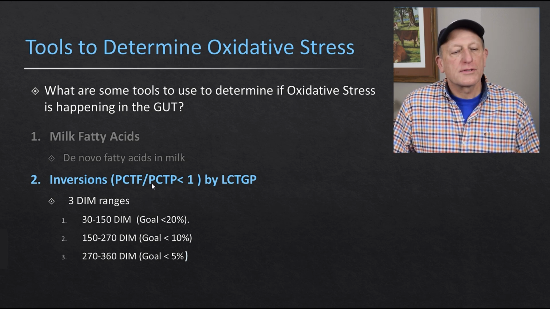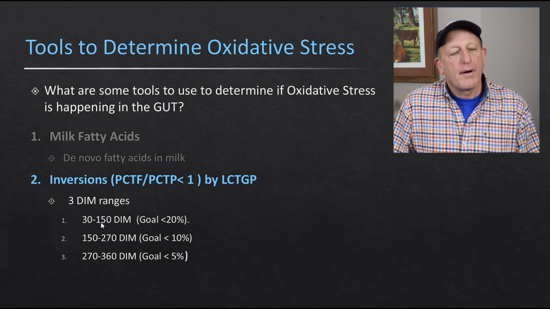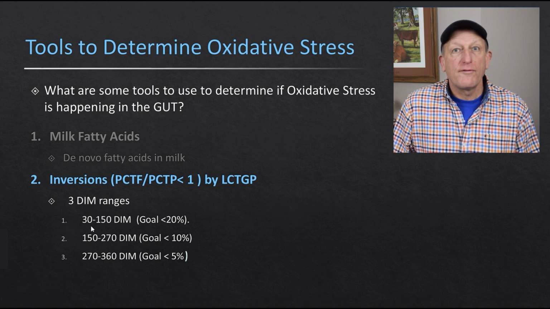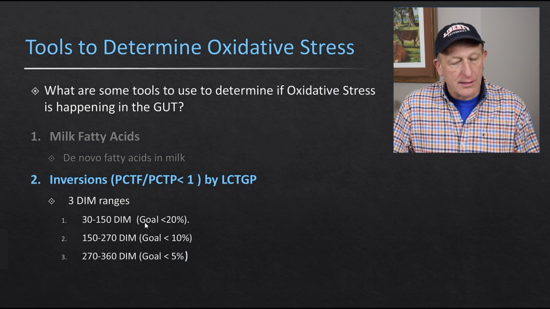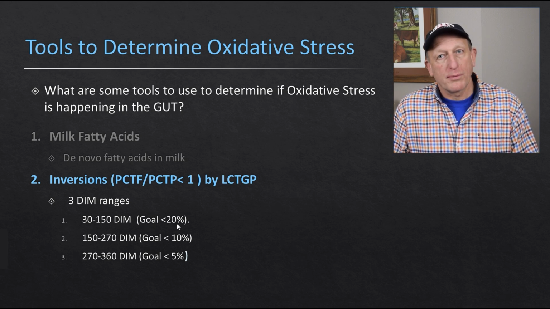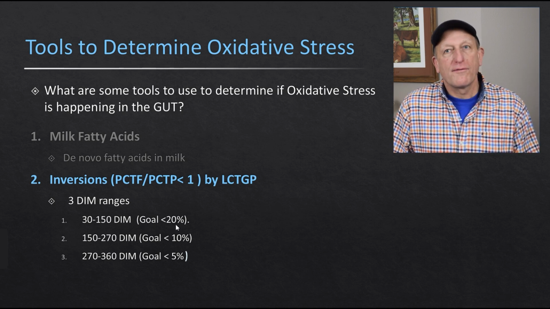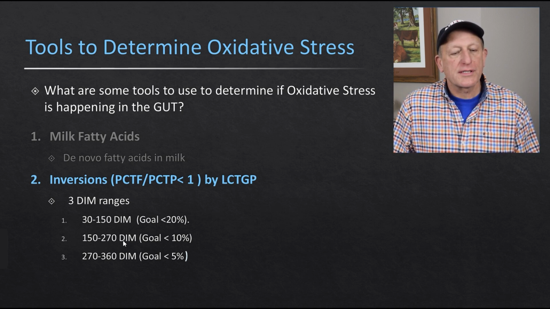And so we look at 3 days in milk ranges, and the first range is 30 to 150 days in milk. This is the time frame where we should see maximum dry matter intake. We should see the most inversions during that lactation, and the goal is less than 20% of the cows in that group to be inverted. The next day in milk range is 150 to 270 days in milk. This is a time frame where we should see less inversions. We should see less than 10%.